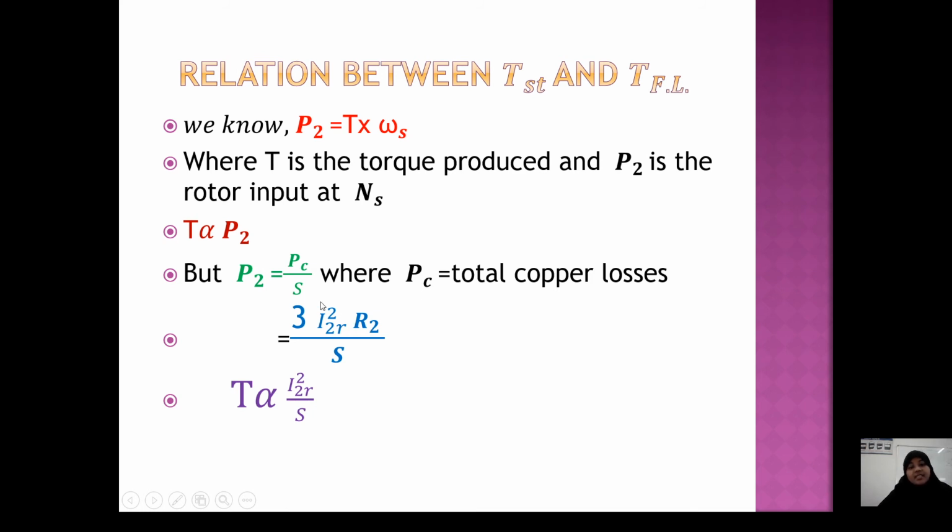What will be this I? I2R is nothing but the rotor current in running condition. R2 is the rotor resistance per phase. So 3 I2R square into R2 by S will be my P2. PC value we substituted in the numerator, and slip will be in the denominator. Taking other things as constant, that is R2 is constant, 3 is constant, I can write torque is proportional to I2R square by S.